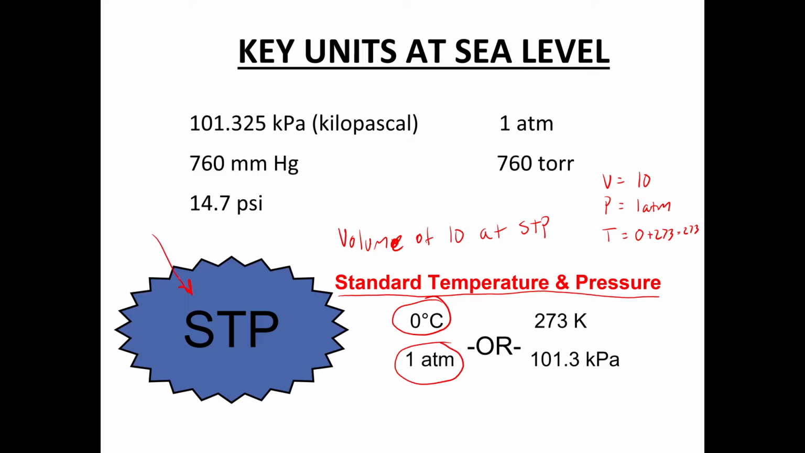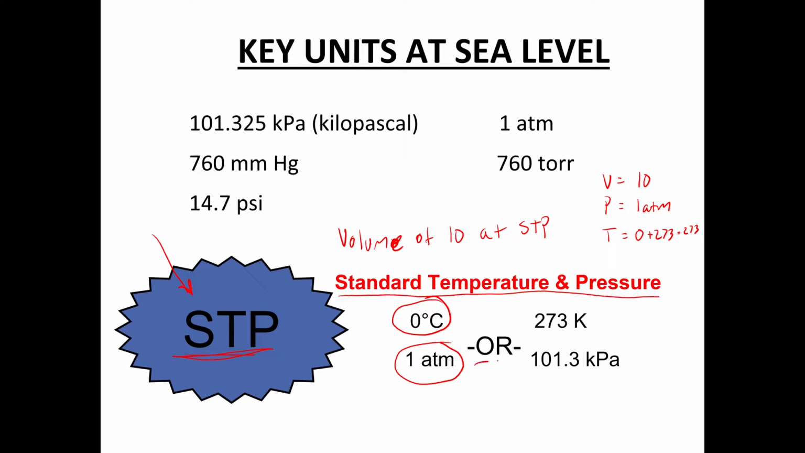Sometimes they'll tell you that your pressure is at standard pressure, or they'll tell you that your temperature is at standard temperature. And sometimes they'll tell you that something else is at STP. So you just have to be able to read the question and know what they're telling you. Because STP gives you two different things. It gives you temperature and pressure. But sometimes a question will tell you that only your temperature is standard or only your pressure is standard, and you just need to identify what the question is saying.